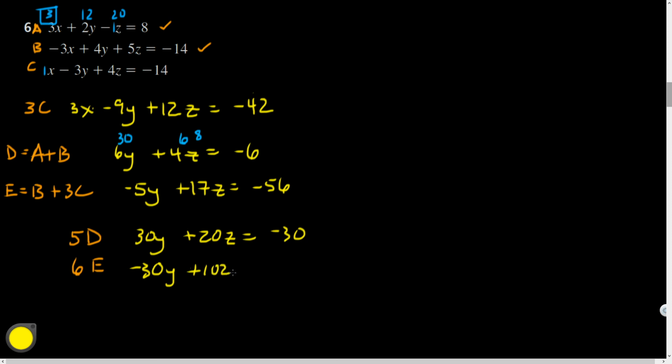Plus 102z equals 6 times 56 of the negative variety is negative 336. So let's add these together. So 5D plus 6E. Notice the y's cancel out. That's what we were going for. I get 122 z's equals negative 336.